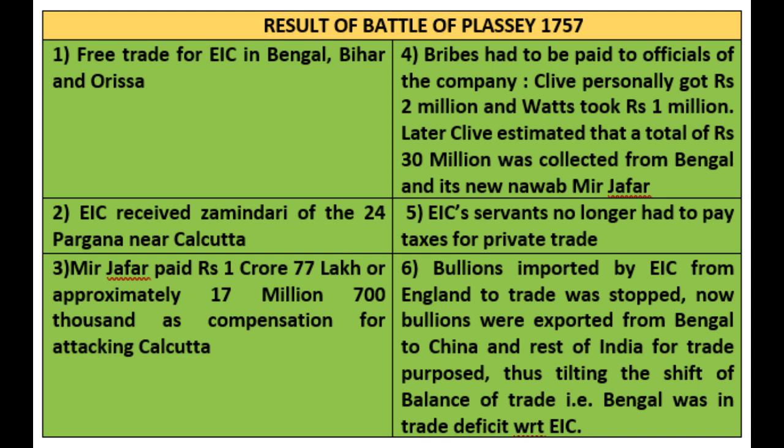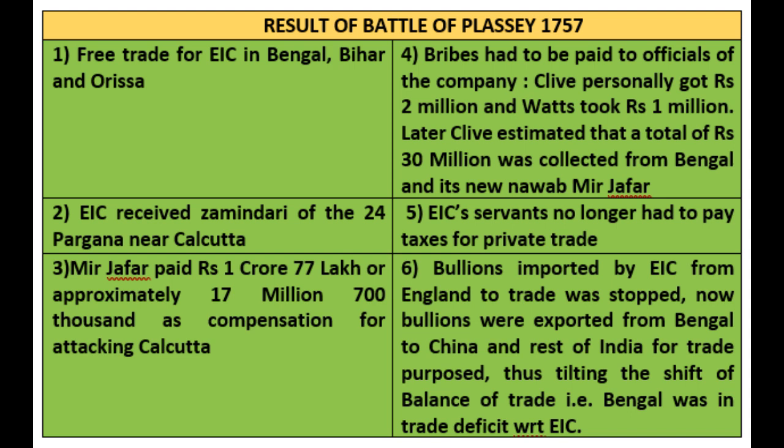Number 4. Bribes had to be paid to the officials of the company. Clive personally got rupees 2 million and Watts took rupees 1 million. Later, Clive estimated that a total of rupees 30 million was collected from Bengal and its new Nawab Mir Jafar.